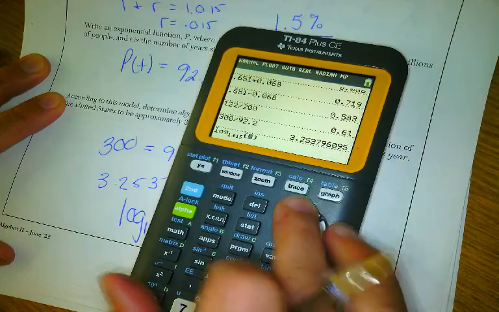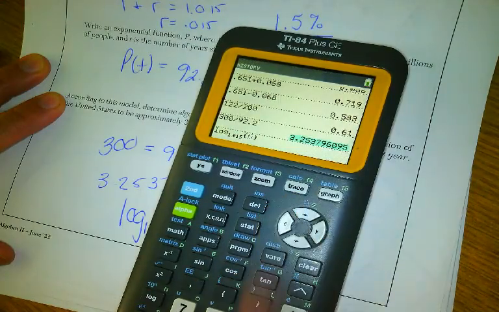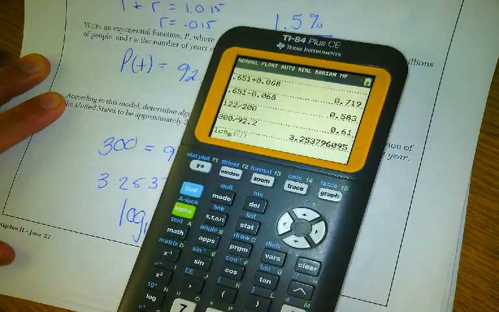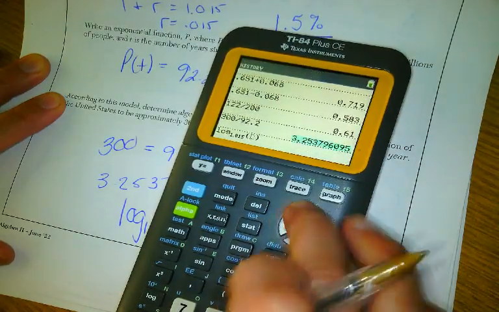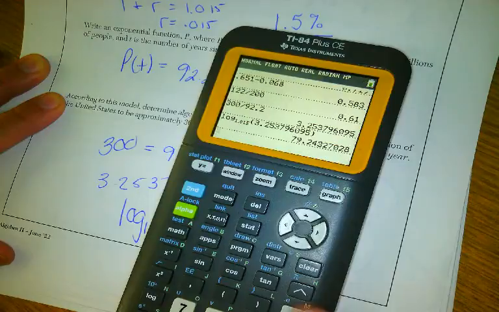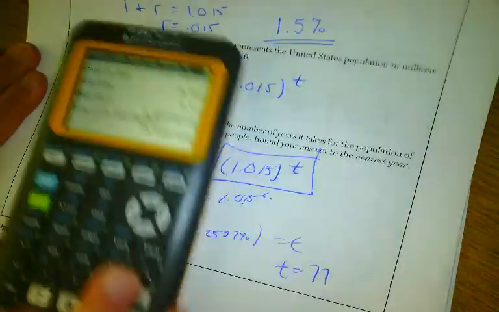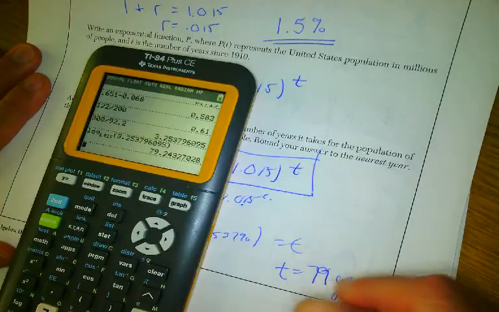So I'm going to pull up my math, log base of my 1.015, and then this number there. Oh, I put it in the wrong spot. Math 1.015, and then I want this number here. So I'm going to get t equals 79. How did it want me to round? Round to the nearest year, so 79 years.